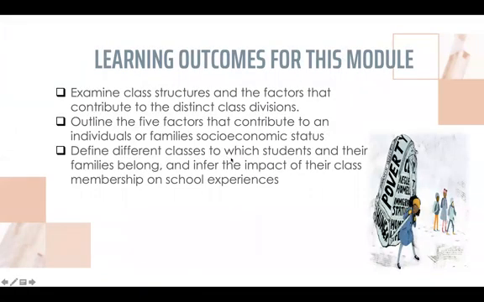As we move into this module, some learning outcomes that we will explore will be connected to thinking about the class structures and the factors that actually contribute to the distinct class divisions that we see in our communities. We'll also outline the 5 factors that contribute to individuals and family SES status. And then we'll talk a little bit about being able to define how we see those different classes and the experiences of students in the connection to how we make sense of their families, and also infer how that designation has implications on how students ultimately experience their schooling realities. So thinking more intentionally around how we make sense of the identity in connection to class and how that translates then into schooling experiences.